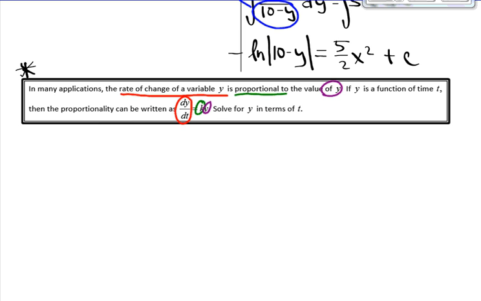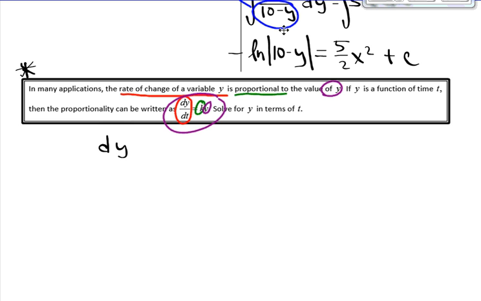Now, the reason why that's important is because you'll be seeing some questions where it doesn't actually give you this equation. They will say the rate of change of something is proportional to the value of that something, and you're going to have to know and make the connection here. All right. So what this question is asking us to do is to solve for y in terms of t.